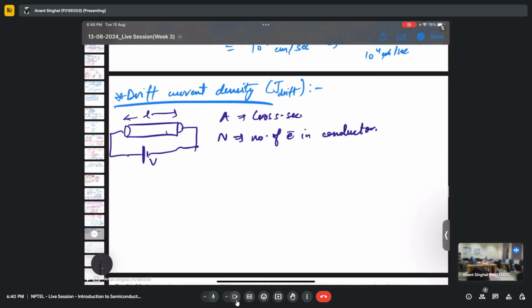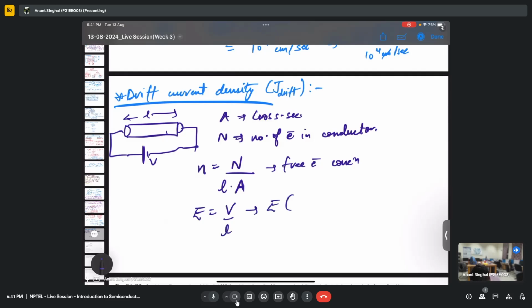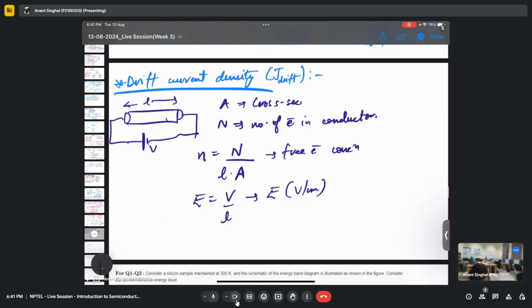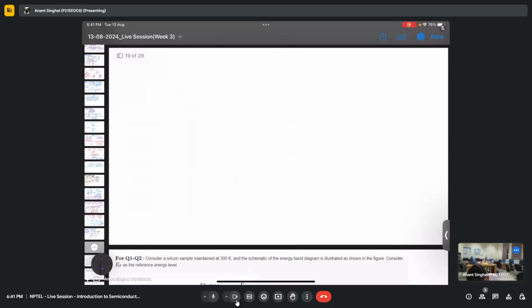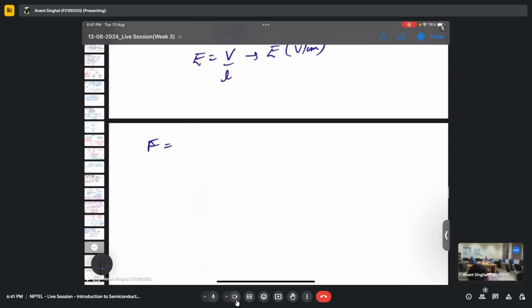So whatever the free electron concentration that we have, the number of electrons per unit volume, per centimeter cube, is obtained by dividing by the cross-sectional area times length, which is the volume. So this is nothing but the free electron concentration. Then E we already know is V by L, the electric field, again in volt per centimeter. And the force that will be experienced, that we have already read, is nothing but QE, and Q is the charge, which is 1.6 times 10 raised to minus 19.